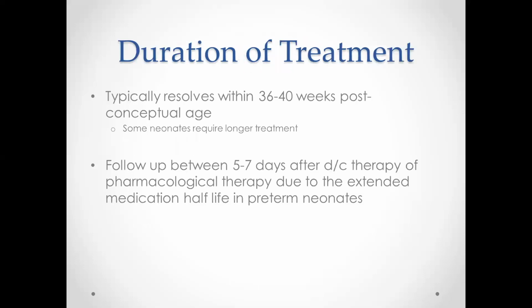For overall duration of treatment, apnea of prematurity typically resolves between 36 and 40 weeks post-conceptual age. Some neonates do require longer treatment times. Patients that were born between 24 and 28 weeks more likely sometimes have a little bit longer treatment duration. Typically here, we try to discontinue caffeine at around 34 weeks as long as the patient's not experiencing any apnea symptoms.